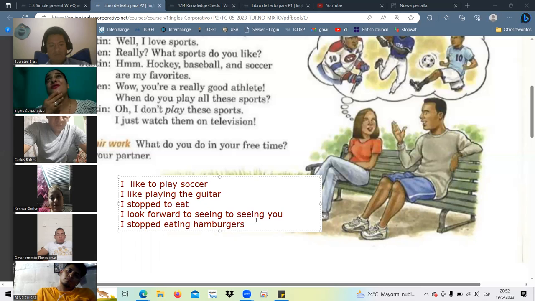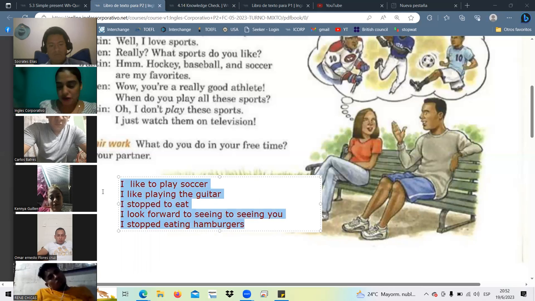¿Cuál otro verbo? Se me han olvidado, pero hay un montón de verbos que son especiales, ¿verdad? Quiero ver: stop, quit, and I don't remember.